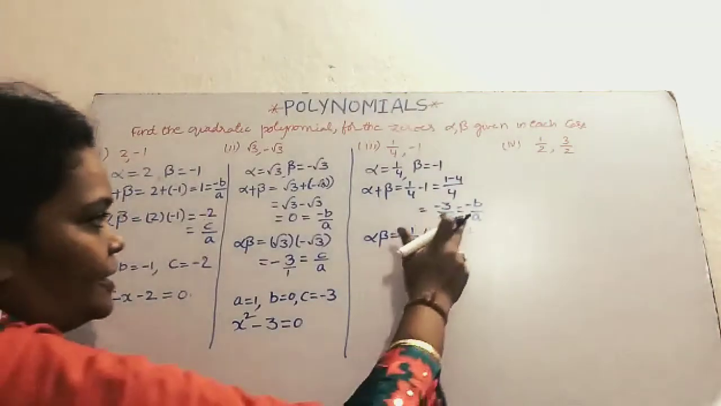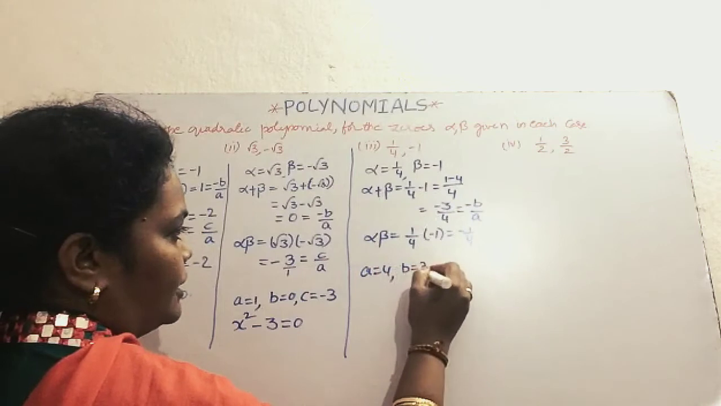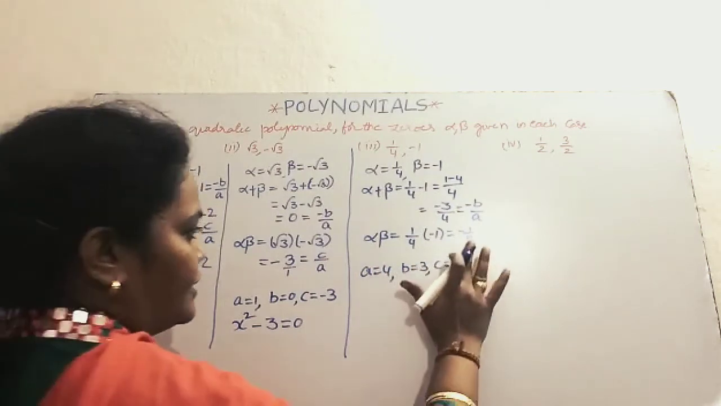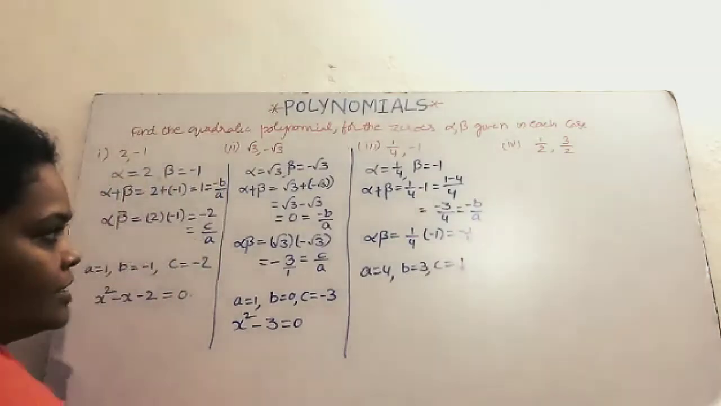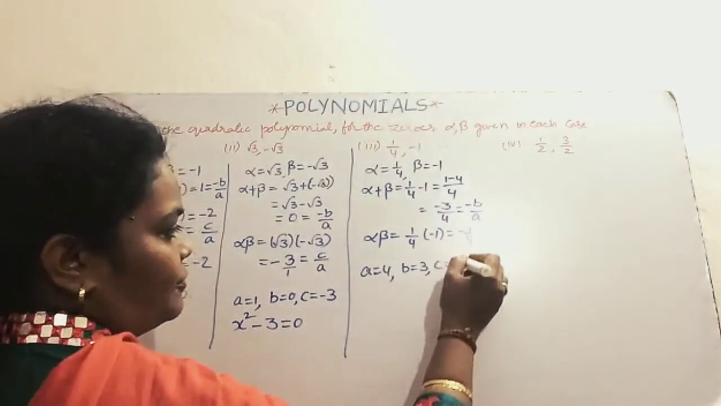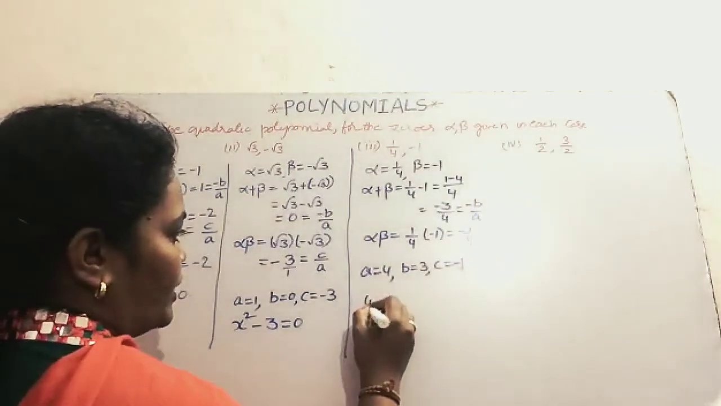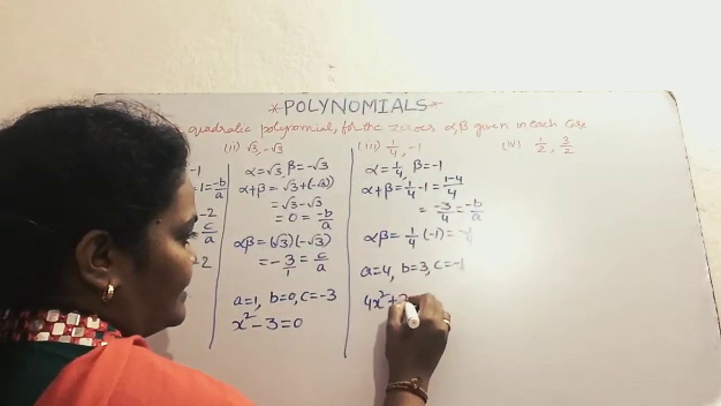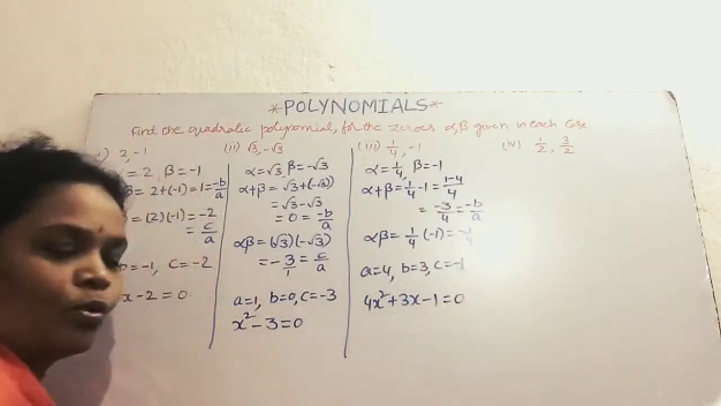So here observe that a equal to 4 and b equal to 3, c equal to, sorry, c equal to 1. So c by 4, c means minus 1. Then what is the equation? 4x square plus 3x minus 1 equal to 0.